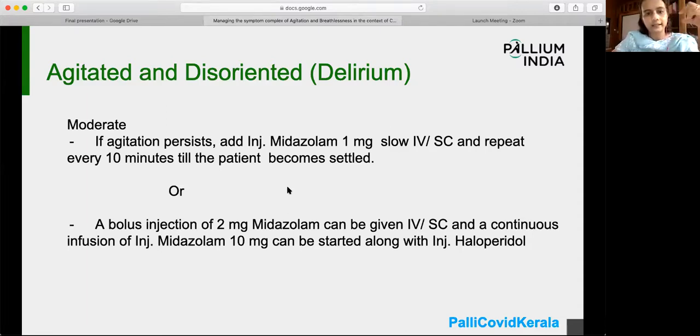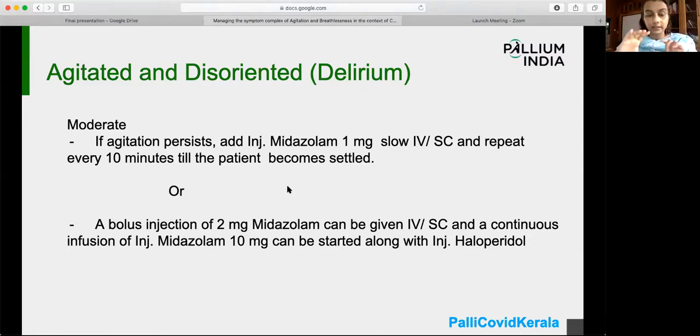Or you can give a bolus injection of 2 mg midazolam, IV or subcut, and then you start the continuous infusion of midazolam, 10 mg, along with haloperidol. So the idea is to settle the patient, which can be done. The ideal scenario is starting continuous infusion if the facility is available. You give a bolus dose that will settle the patient immediately, but because it's short acting, the patient is going to become unsettled soon. To avoid that, you put that in an injection.